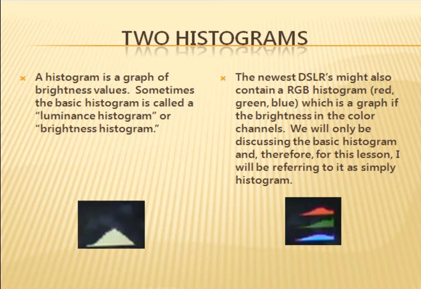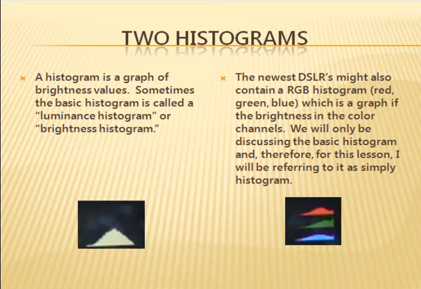There are two types of histograms. The histogram on the left is a histogram for brightness values. Sometimes it's called luminous histogram, sometimes it's called brightness histogram. And when you're looking at it on your camera, it's actually going to have a little white mountain most often. In Photoshop and Photoshop Elements, when we're looking at the histogram, it's got a black mountain. It's just reversed. I don't know why they've done that.